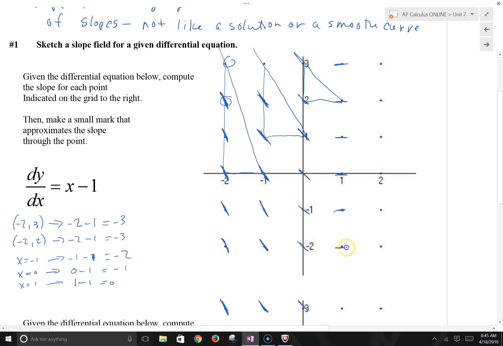Now, this differential equation, because there's no y, we can just plug in x. If there was a y, we would need to plug in y. And then, x equals 2, we get 2 minus 1, that's 1. And that is what the slope field looks like for the differential equation x minus 1.